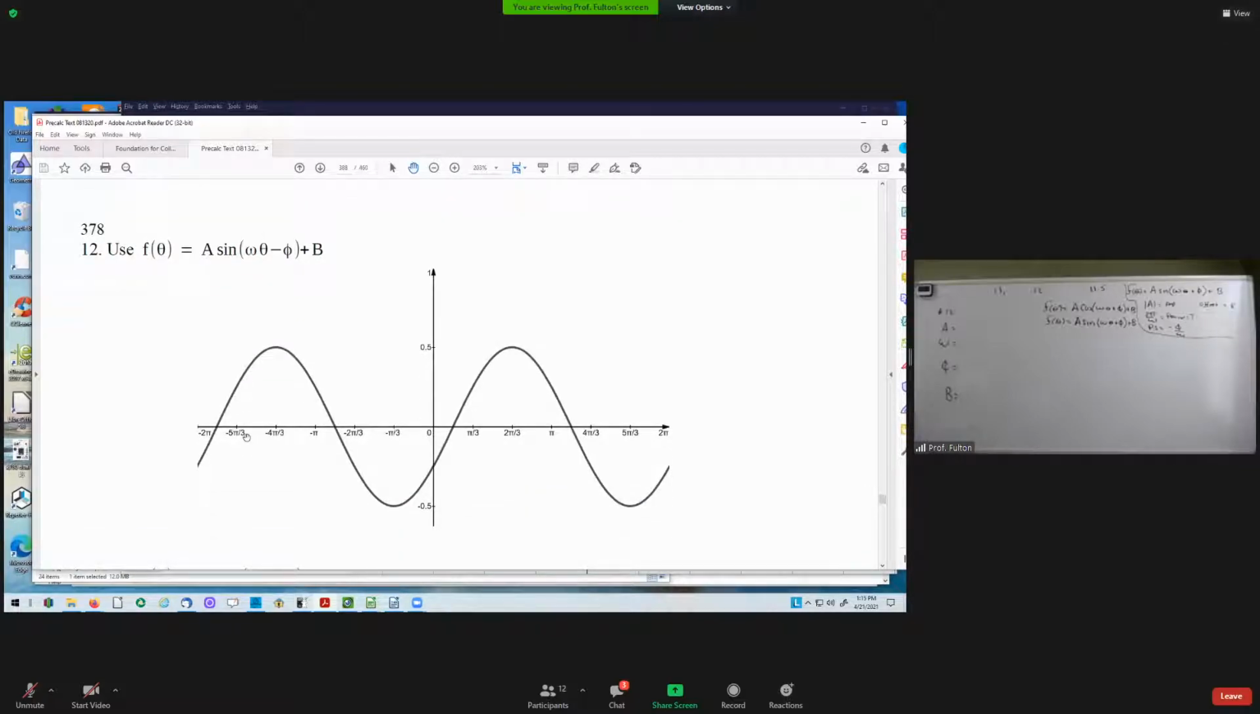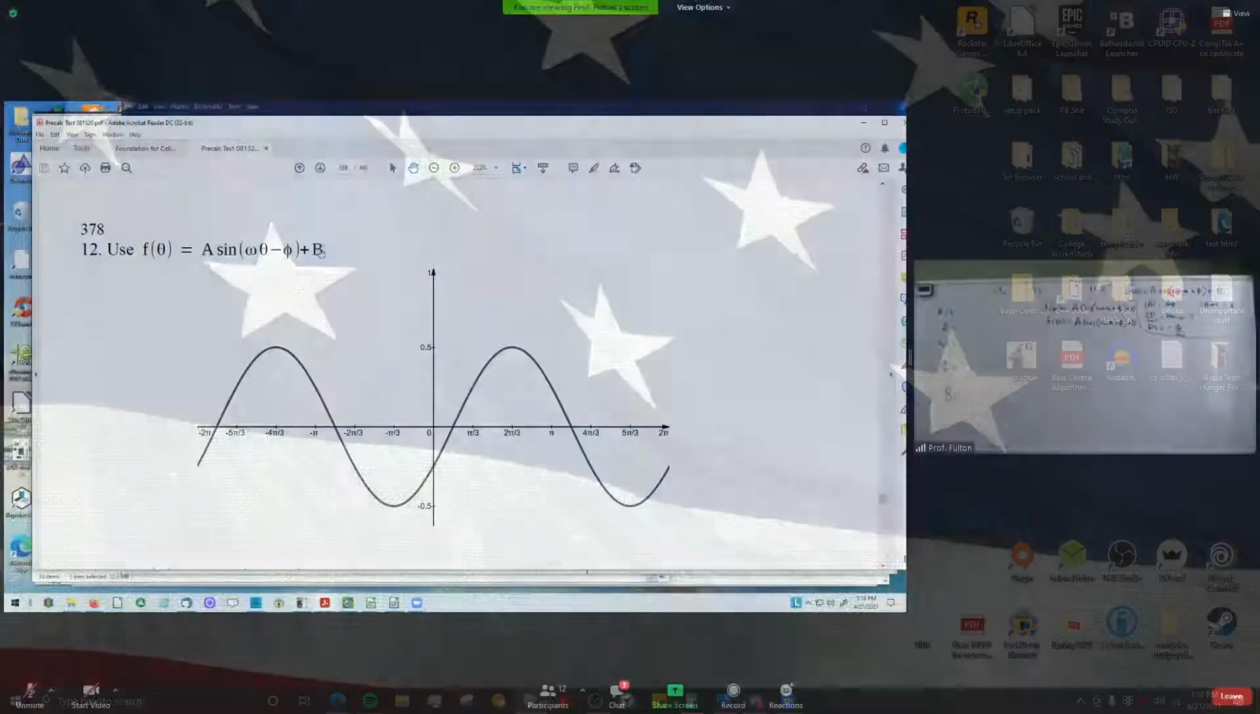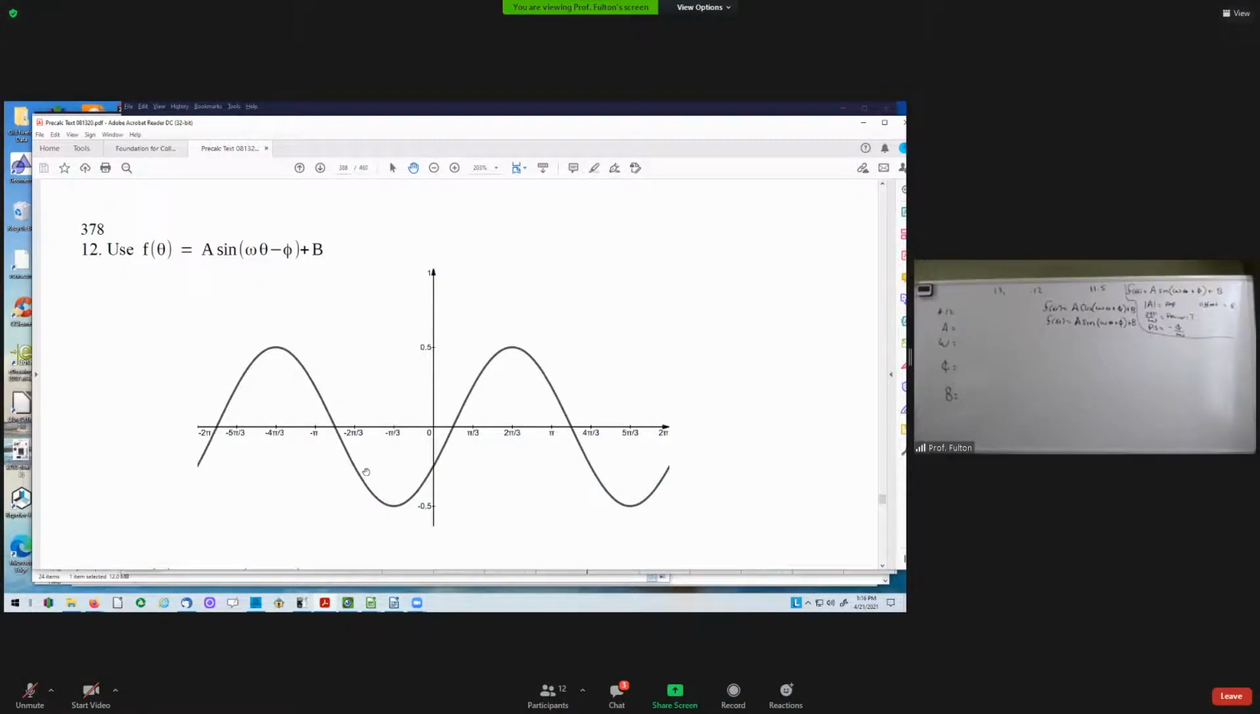Okay, let's see if we can find the amplitude. So it looks like it goes from minus 0.5 to plus 0.5. That's a distance of 1. The amplitude is half of that, so my A is 1/2. And we also know that it goes the same minus 0.5 to plus 0.5, so the offset B is 0. There is no B. Okay, now let's take a look if we can, we get some shifting over here.